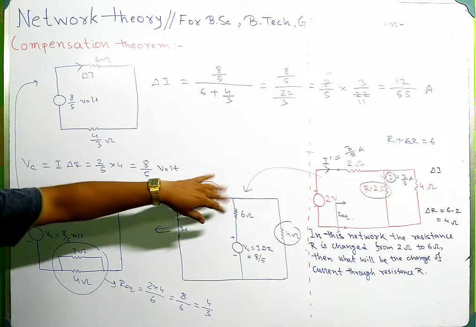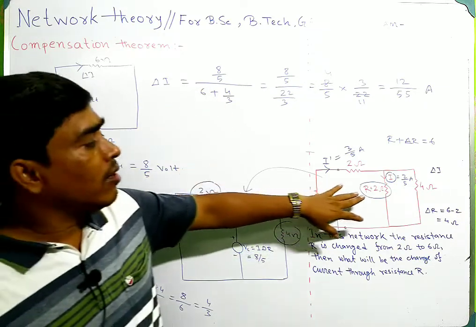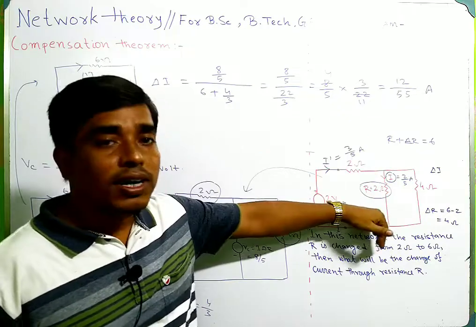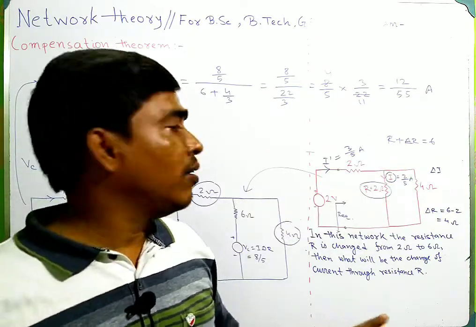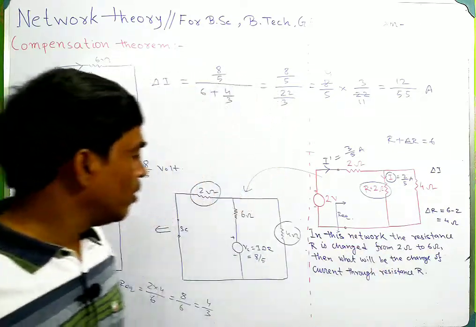So in this way we can calculate the change in current through any branch of a network when the resistance R is changed by del R. Okay.